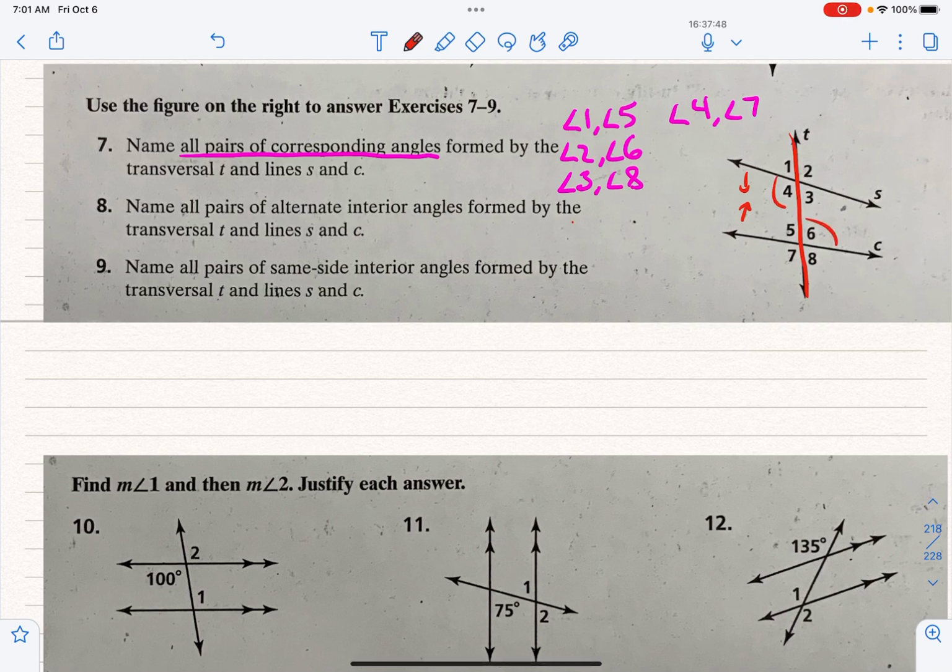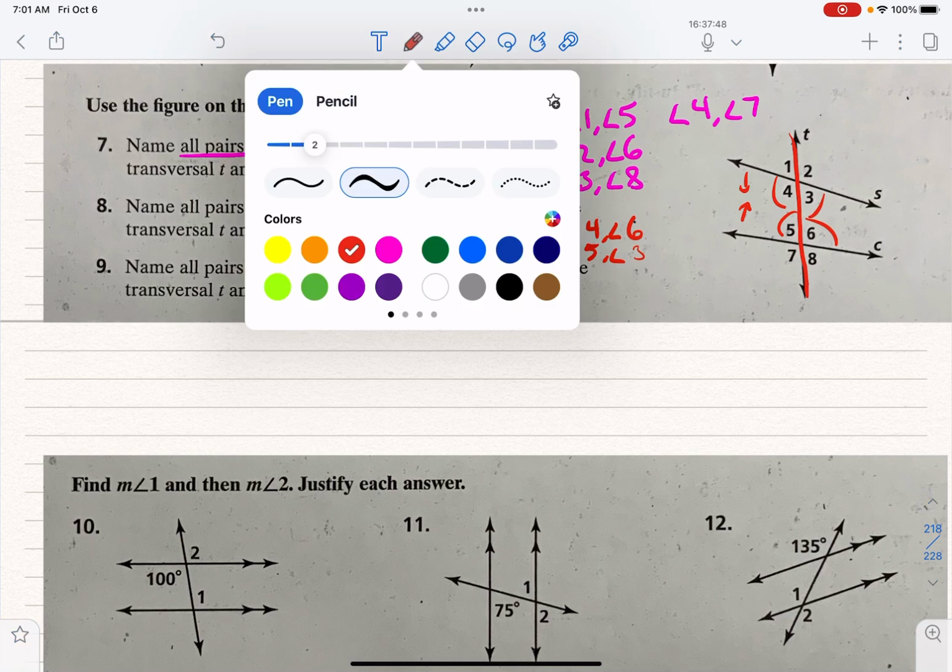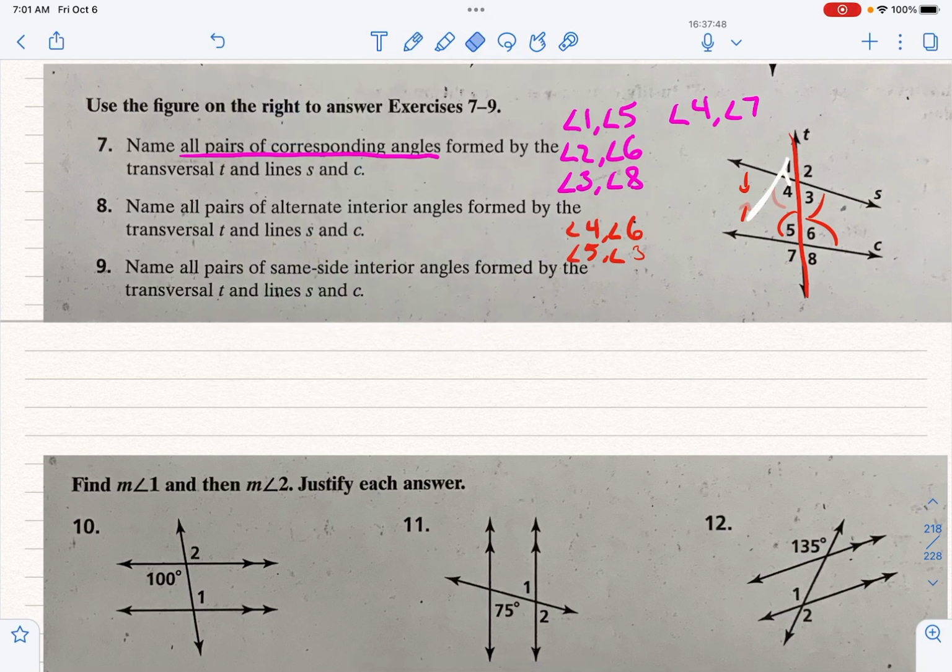You got 4 and 6. Angle 4 and angle 6 are alternate interior angles, and 5 and 3. Angle 5 and angle 3, or 3 and 5, however you wrote it. Okay, and then lastly, get rid of this again.